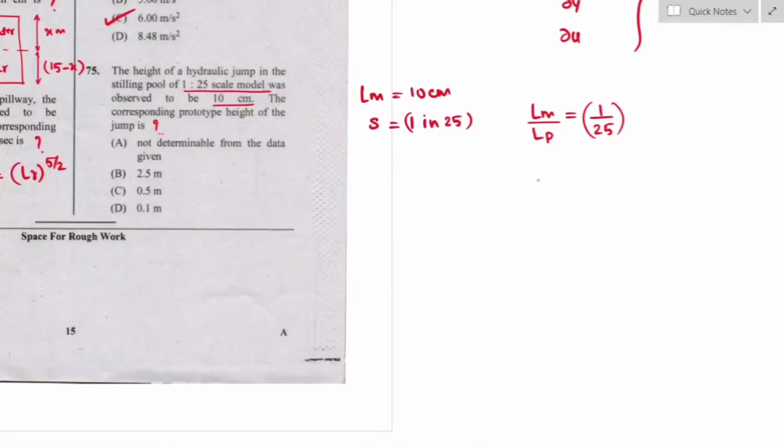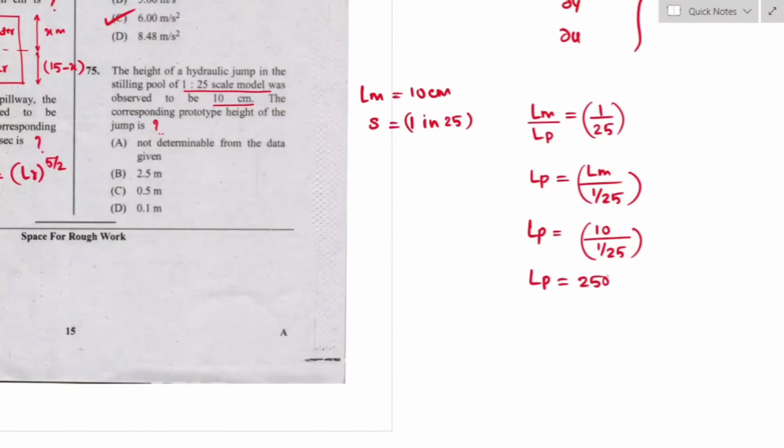So the prototype height will be equal to model height divided by 1/25, which is equal to 250 centimeter. Since the given options are in terms of meter, the height of the prototype will be 2.5 meter. Option B is the right answer.